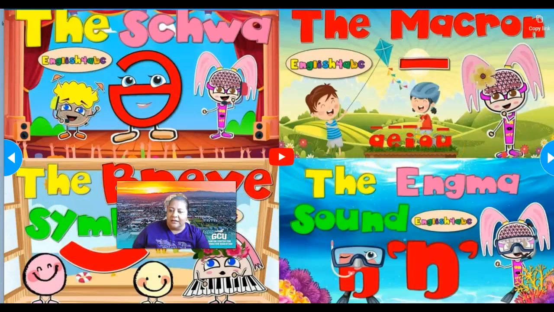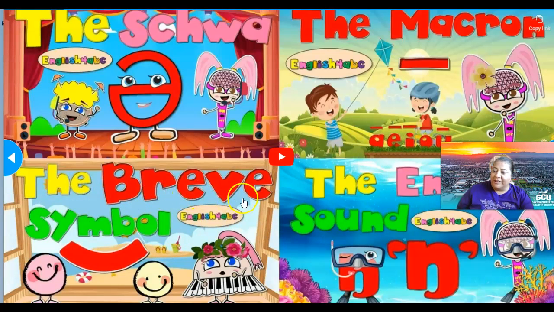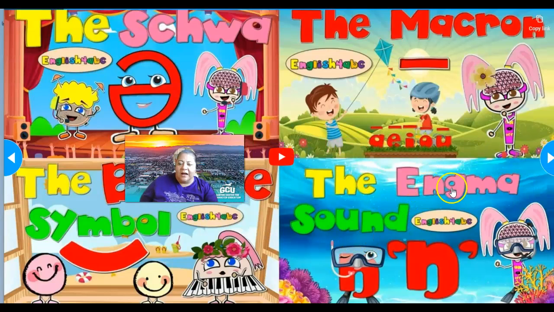Then we have the breve. So it's also cut right here. So this is open and open. The breve symbol, which is the symbol like a smile, is going to let us know that it's a short vowel. So it's going to make the ah sound or those sounds. And then I'm going to go to the schwa at the end, but this is the engma, and this makes the ng sound together, and it looks like an N with a little hook.